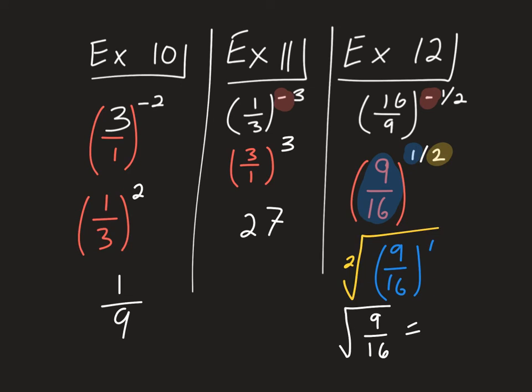Okay, so what's the square root or the second root of 9? Well, 3, because 3 times 3 gets me there. Okay, square root of 16 is 4, and there's my answer, and we're looking good.